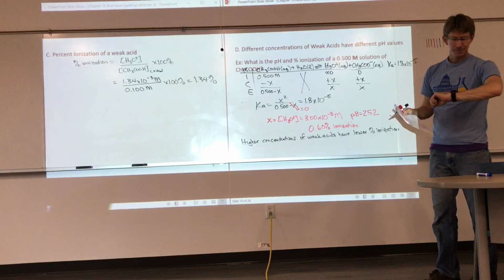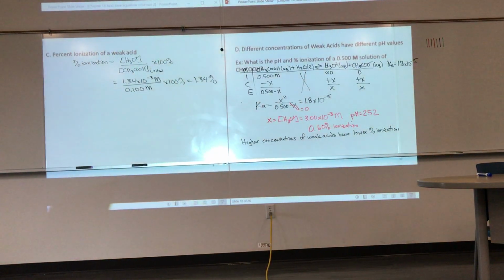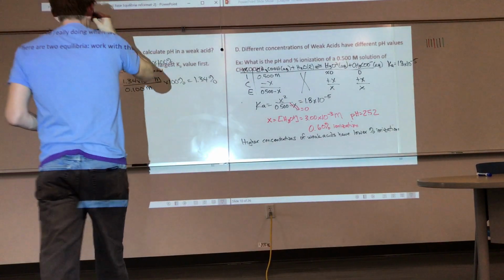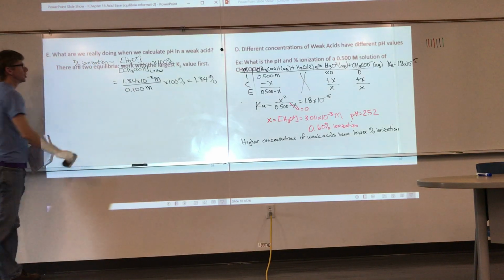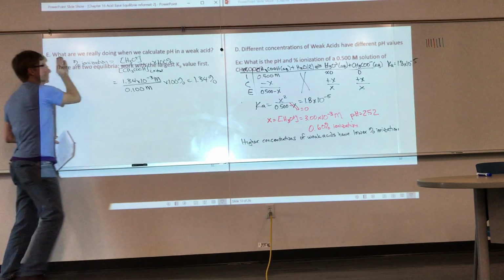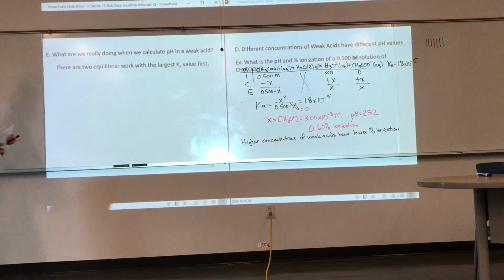So let's move on. What are we really doing when we calculate pH in a weak acid? There are two equilibria. Work with the largest Ka first.